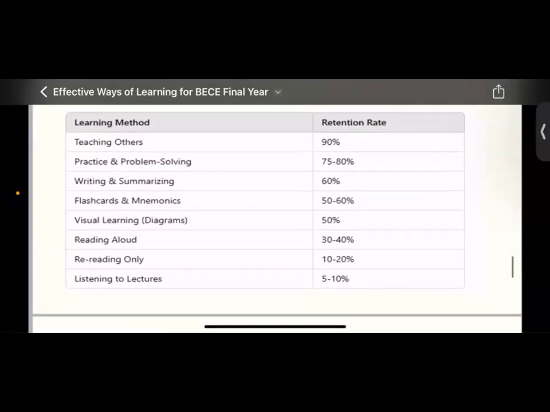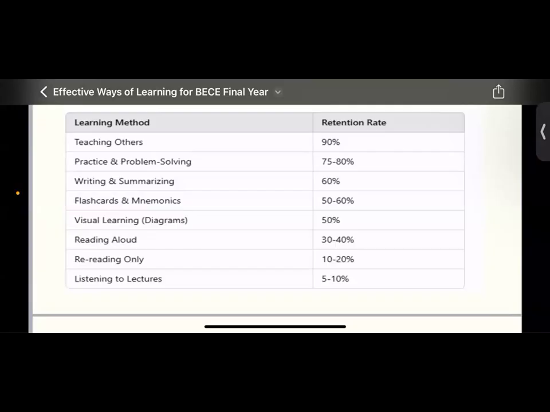So that's the summary here. When you are teaching others, you have a 90% retention rate. When you practice it and you solve the problems, you have 75 to 80% retention rate. When you're writing or summarizing whatever you are reading, you have a 60% retention rate. Your flashcards and your mnemonics, right? You have 50 to 60%. Your visual learning, diagrams, and so on and so forth. You remember we talked about the mind maps. There is a 50% retention rate.